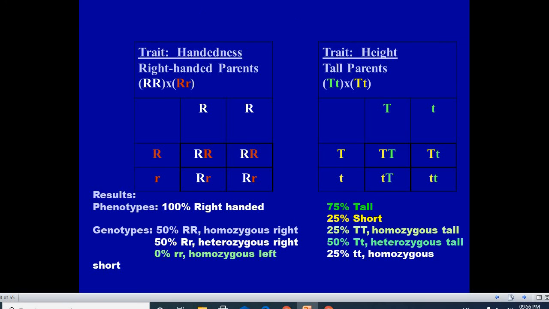Next, see that the trait here is height, tall plants. See that capital T small t crossed with capital T small t. So which one is 75% tall plants? See that this one is the dominant character. The 75% is tall. So 25% is short. Next, 25% is homozygous tall. Next, 50% is heterozygous, also tall. 25% is homozygous. Okay now, so this is about that.